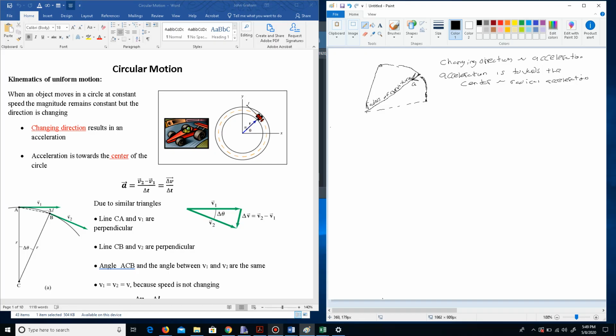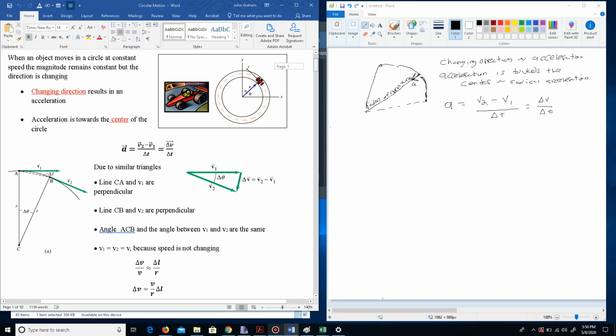And so we know the acceleration is equal to the velocity at a second point minus the velocity at a first point over some change in time. Okay, so we're looking at some change in velocity over change in time. And so what we're going to do is look at what's called similar triangles to show the formula for acceleration.